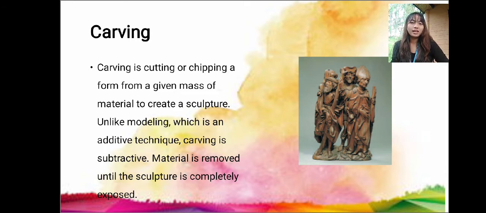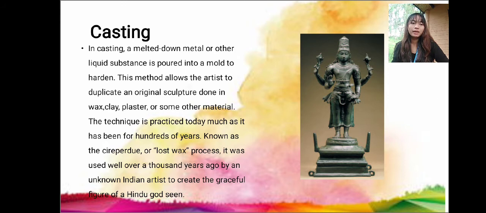So next is casting. In casting, melted metal or another liquid substance is poured into a mold to harden. So in carving, we use wood, and in modeling, we use clay. In casting, we use metal, liquefying it to form another art from that liquid substance of metal.